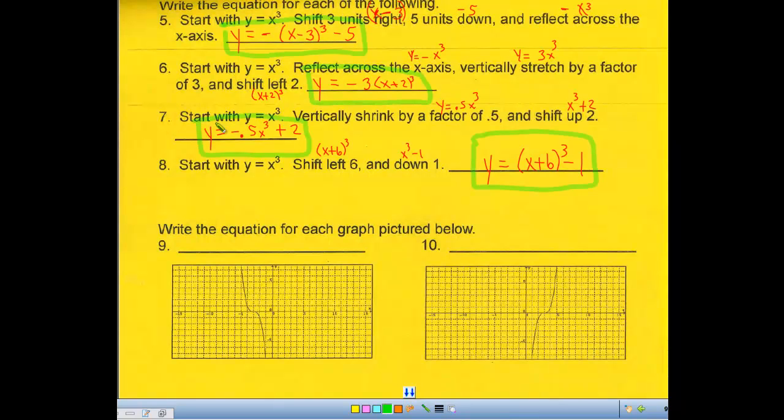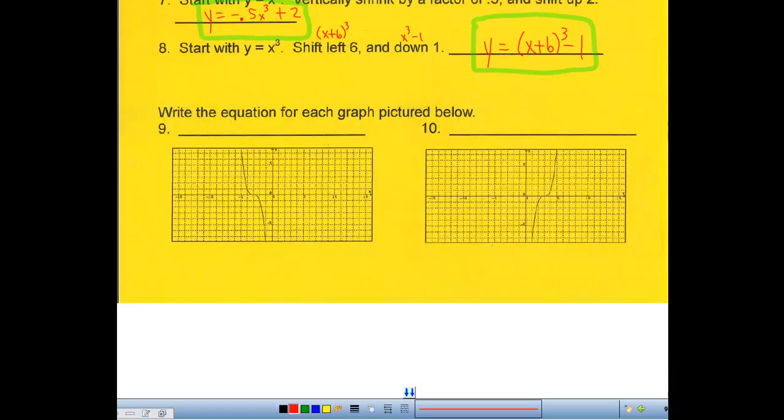How did you do? Now let's look at number 9 and 10. Number 9, write the equation for each graph picture below. Well, we already know this is y equals x cubed, but what's it doing? Well, if the original graph started here, it's shifting to the left 3, and it flipped over the x-axis. So it's a reflection over the x-axis. So we have y equals, move left 3, so that's x plus 3 cubed, but it was a reflection over the x-axis.